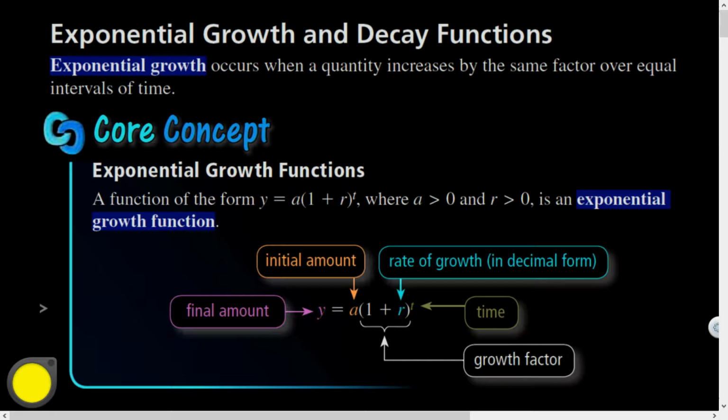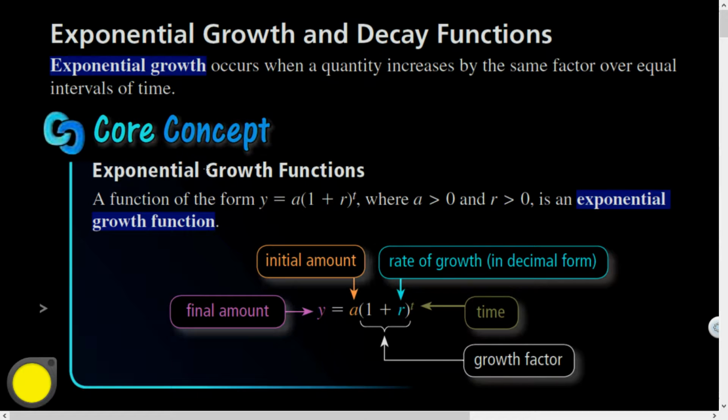And here we are. It says exponential growth and decay functions. Now, it said exponential, so that means there's going to be a variable in an exponent, right? Because we've done exponential functions, but now we're talking specifically about a model with growth and decay. So it says exponential growth occurs, so that sounds like increasing, when a quantity increases by the same factor over equal intervals of time. So these are exponential functions in a particular type of modeling when I'm relating it to time and growing.